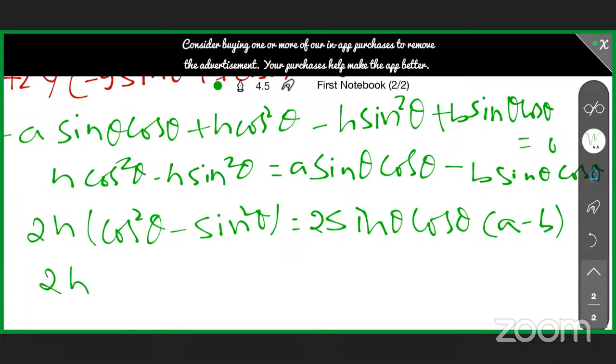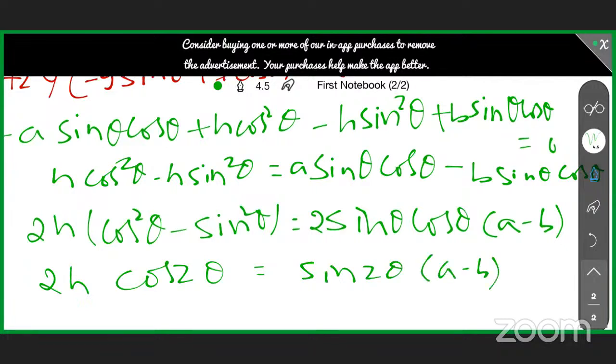What is the formula? The formula is cos 2 theta. Correct? Yes, sir. So here 2 sin theta cos theta, the formula is sin 2 theta. A minus B.